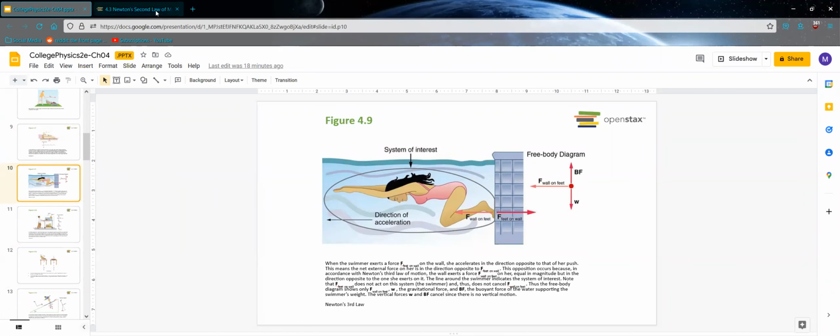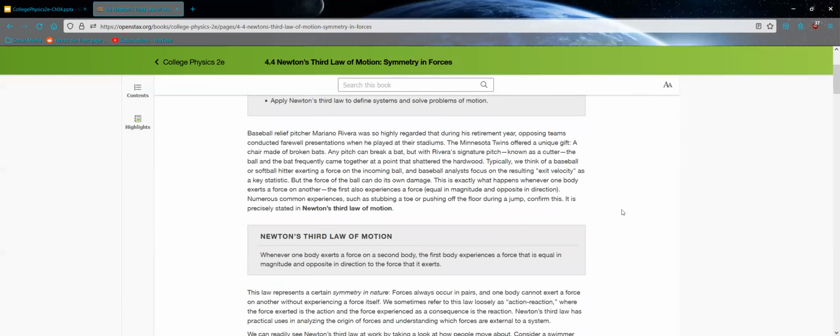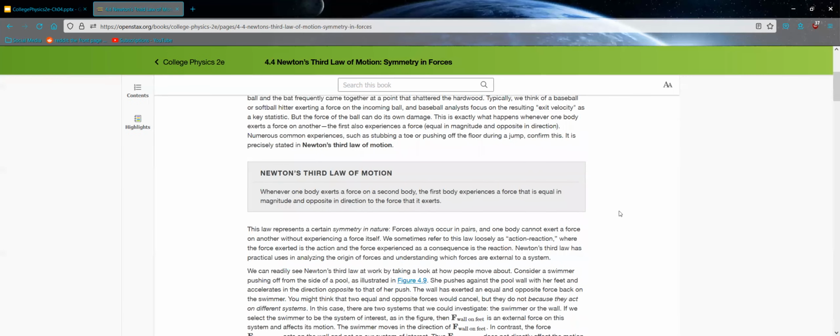With that being said, let's skip the thing I already talked about and discuss Newton's third law of motion, which states, whenever one body exerts a force on a second body, the first body experiences a force that is equal in magnitude and opposite in direction to the force that it exerts. That's complicated. That's a lot of words.